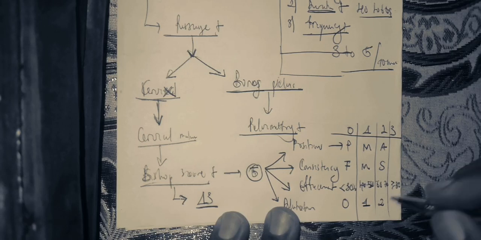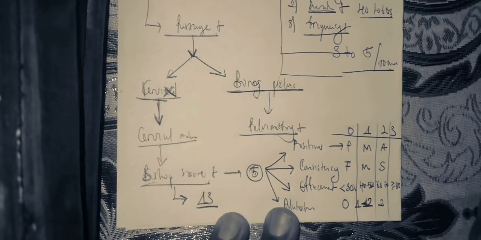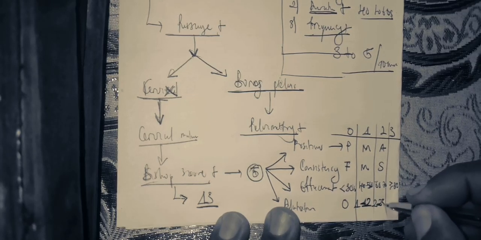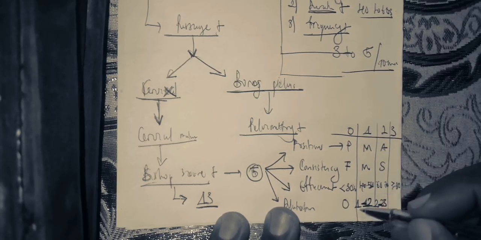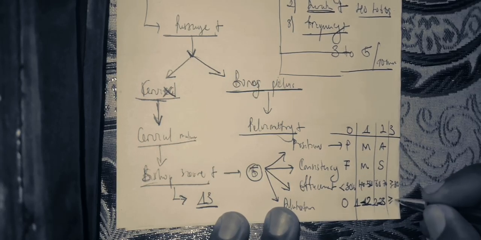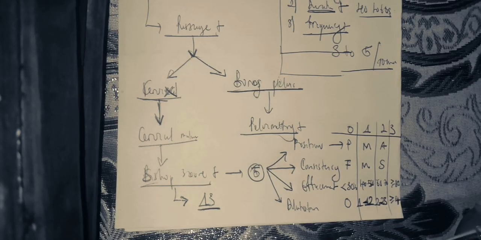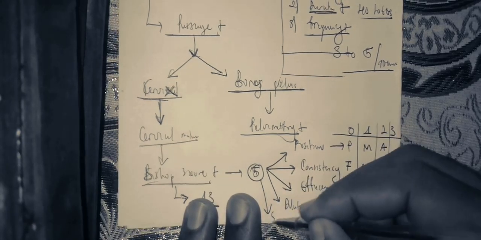And if it is 1 to 2 centimeters dilated, it is 1. If it is 2 to 3 centimeters dilated, it is 2. So 1 to 2 centimeters is 1, 2 to 3 centimeters is 2, and if it is greater than or equal to 4 centimeters dilated, it is 3. So that's for dilation.